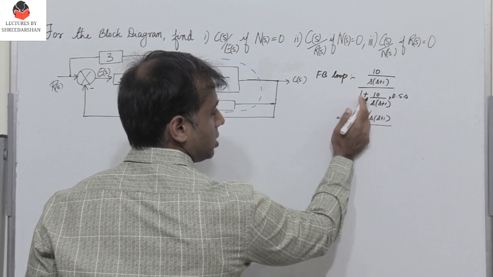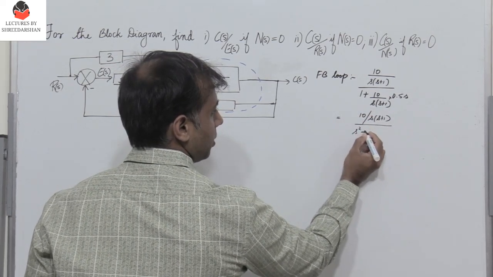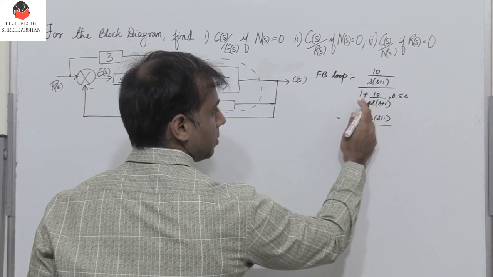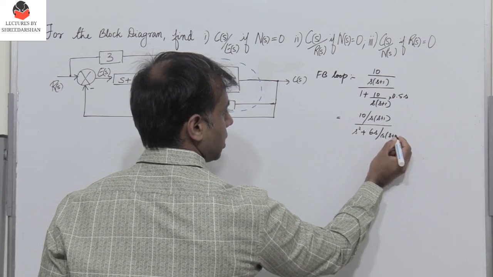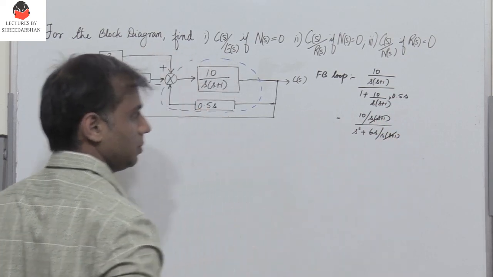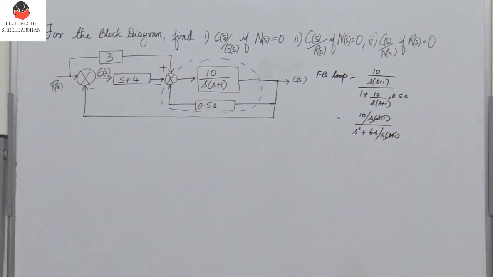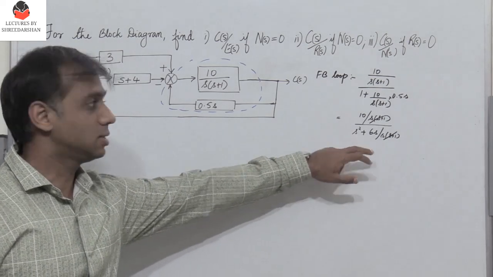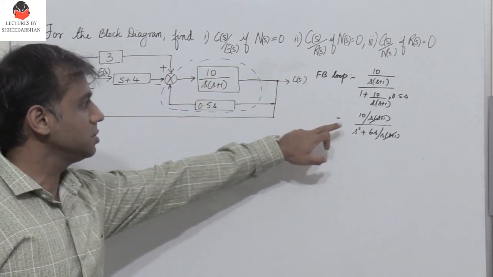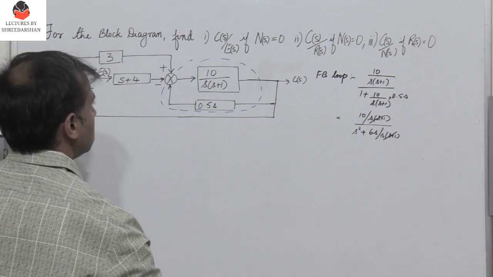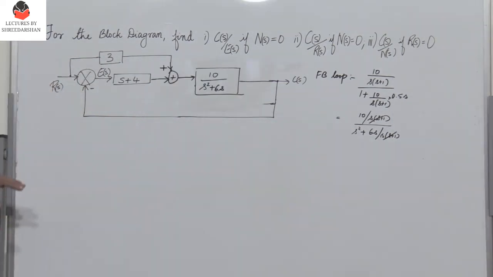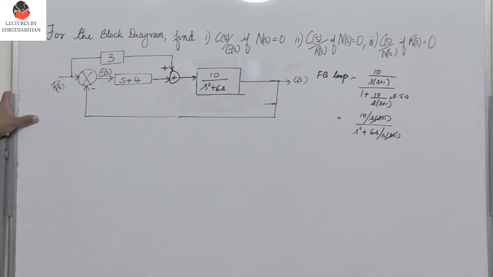Alright. So when I simplify this, I get 10 divided by S into (S plus 1). So when I multiply these two and take it to the numerator, I get S squared plus 5S plus S, which gives me 6S, divided by S into (S plus 1). So these two get cancelled. So finally I am left with 10 divided by S squared plus 6S. So this entire thing becomes 10 divided by S squared plus 6S. So let me write that. Now this is the simplified block diagram till here.